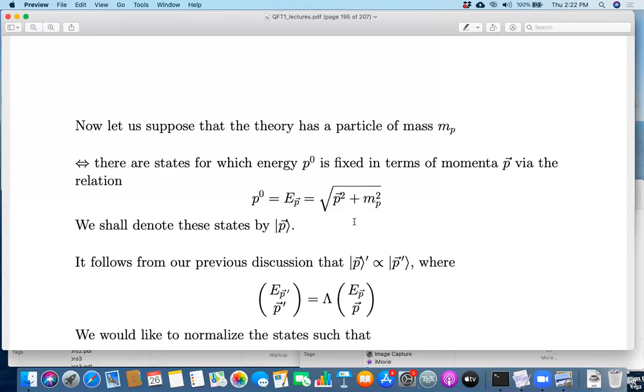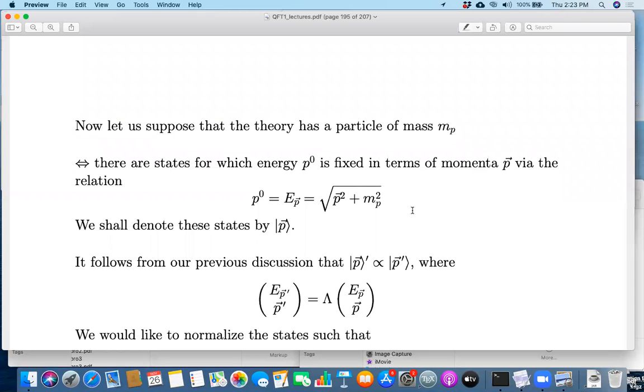Hello, sir. Yes, go ahead, please. Can there not be multiple classes of states which have a different relation? As in, P0 is related to P square for different masses. Yes, in that case, there may be multiple single particle states. There may be different kinds of particles, which is certainly possible. So there will be one class of states for which a relation of this kind holds, and another class of states for which a relation where it is P square plus MP prime square holds, and so on. In which case we will say the theory has particles of mass MP, and particles of mass MP prime.